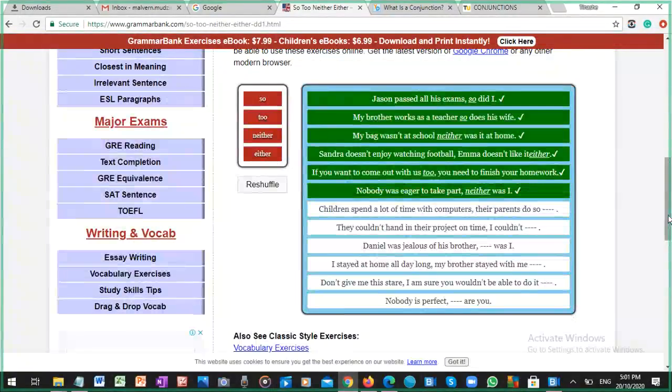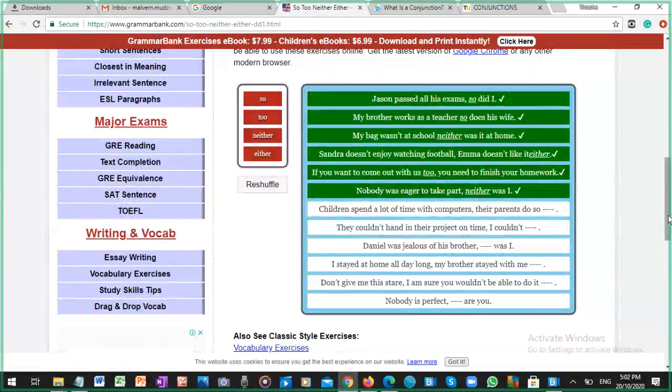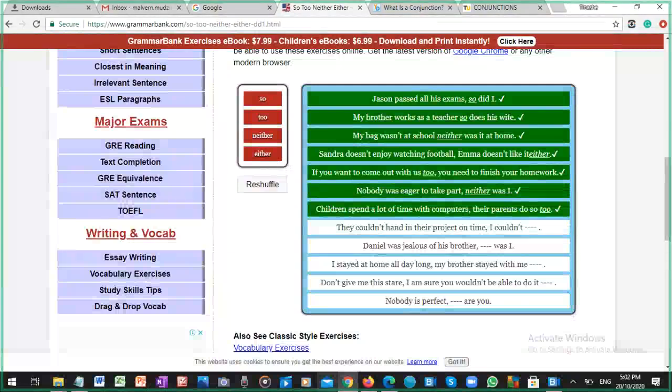Children spend a lot of time with computers. Their parents do so. So neither. Try again. Children spend a lot of time with computers. Their parents do so. Either. Do so too. Does that make sense?